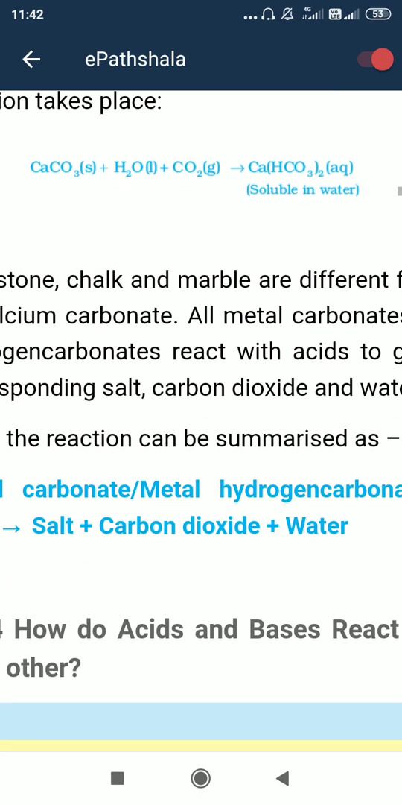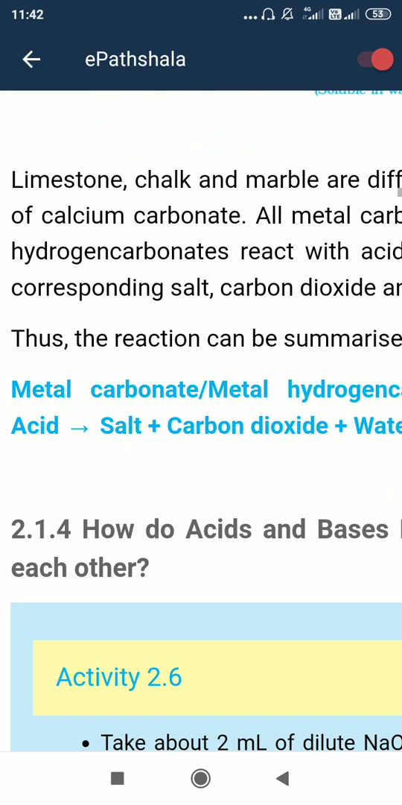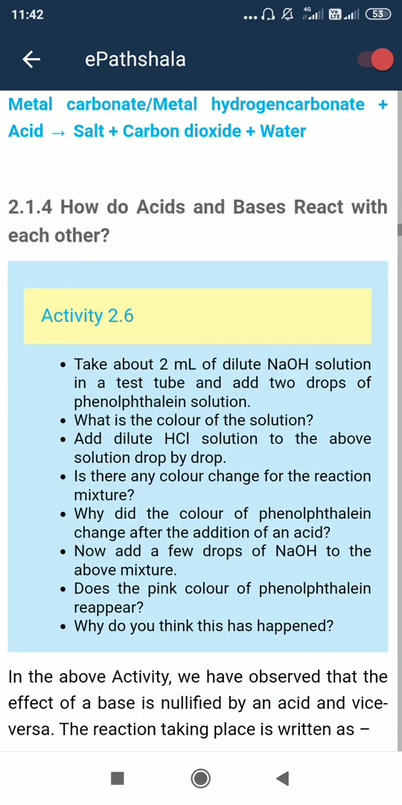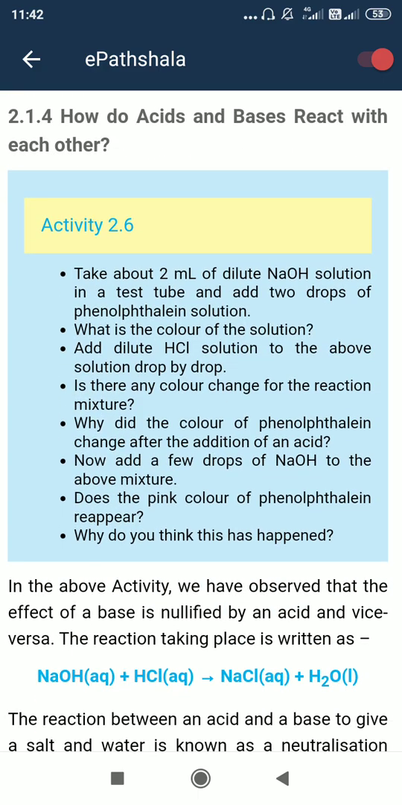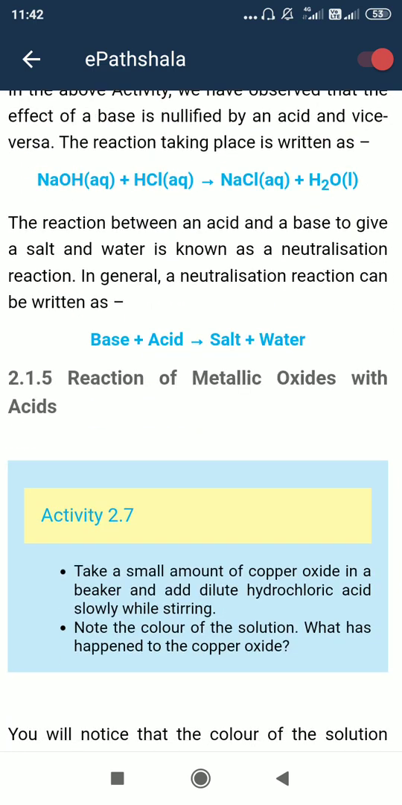Okay, so metal carbonate. This part is more important: acid and base reaction. So see here, the base is sodium hydroxide and the acid is hydrochloric acid. Both are in aqueous solution. These react and the product is sodium chloride, salt, plus H2O, water.